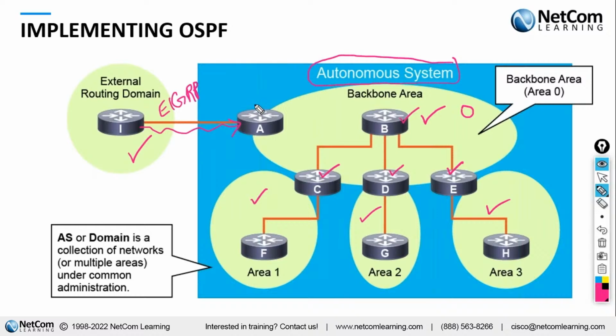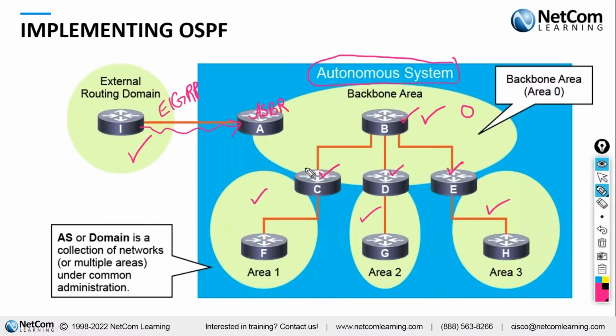How is it possible? Those routes can enter your area through the ASBR. This router has one specific role. We call it ASBR. ASBR means Autonomous System Boundary Router. This router brings routes from an external routing protocol into your routing protocol, and your routes into the external routing world. This process is also called route redistribution. That's what we're going to talk about. Routes are entering from EIGRP into OSPF, and routes are going from OSPF into EIGRP.